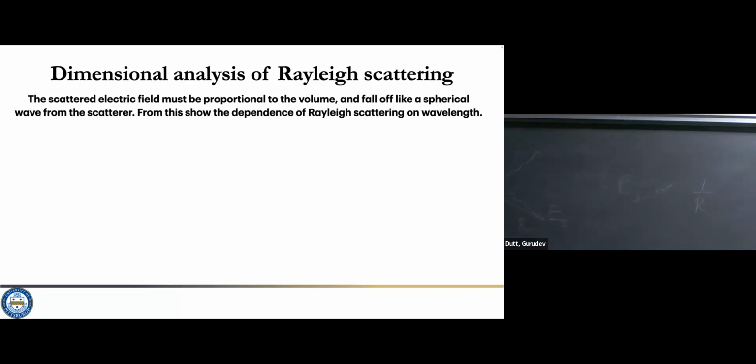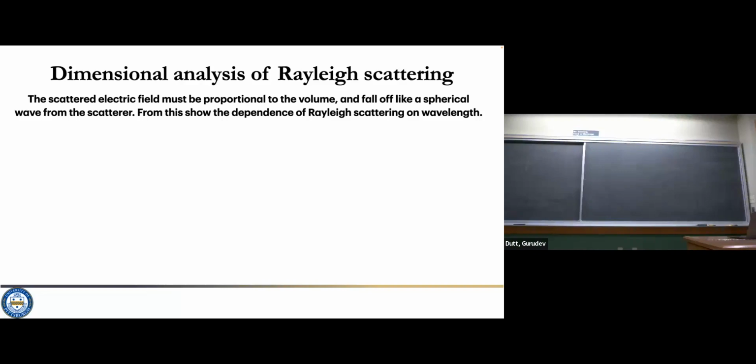Can I call on a different group to tell me what the relationship is to the volume? Maybe a group over there.